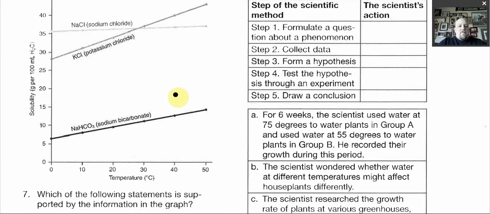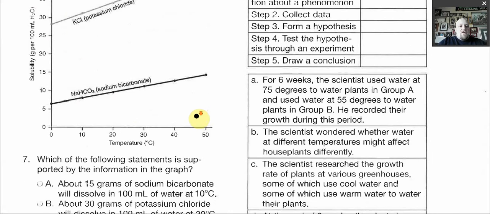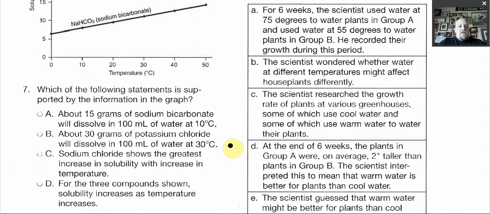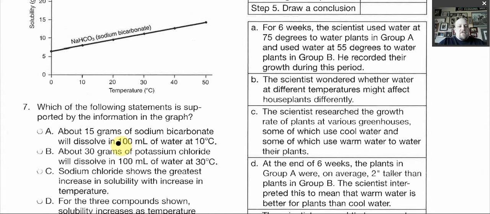So you have sodium bicarbonate as a solid line, potassium chloride, kind of the lighter line, and then sodium chloride is the lightest line. Which of the following statements is supported by the information in the graph? So about 15 grams of sodium bicarbonate. Sodium bicarbonate, find 15 grams, which is right around here.